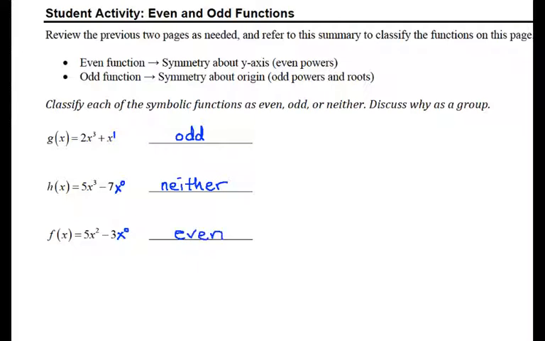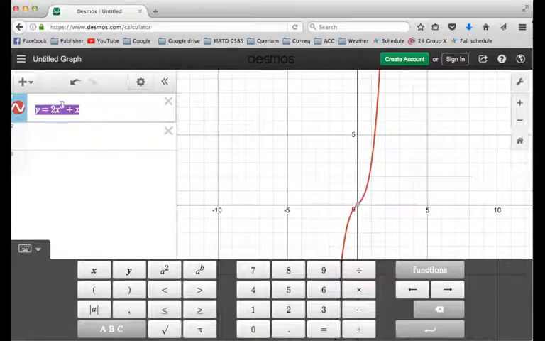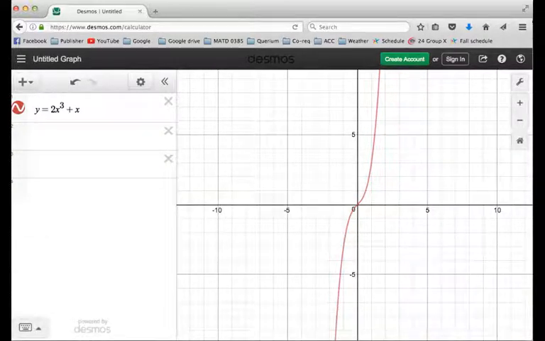It can be helpful to look at a graph if we're not sure, right? So I could pull up graphs of each of these functions. Desmos is a free program that you can access from any web browser, desmos.com. You can see the URL up here. If we just type in desmos.com, the calculator is the first piece to come up. I've typed in the function y equals 2x cubed plus x, and I can see from this graph here that it does in fact look like an odd function.